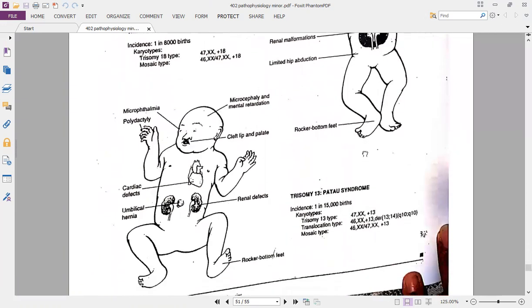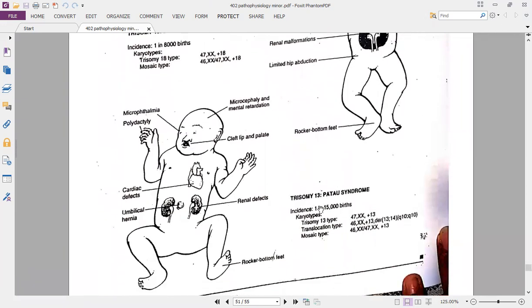Then we have Patau syndrome. Patau syndrome is trisomy 13. The karyotype shows that the extra chromosome is in the 13th chromosome. In this, there's polydactyly, multiple fingers are there. There's cleft palate and cleft lip, cardiac defects and umbilical hernia, renal defects. Again, rocker bottom feet are there. Microencephaly and mental retardation can be seen as well.